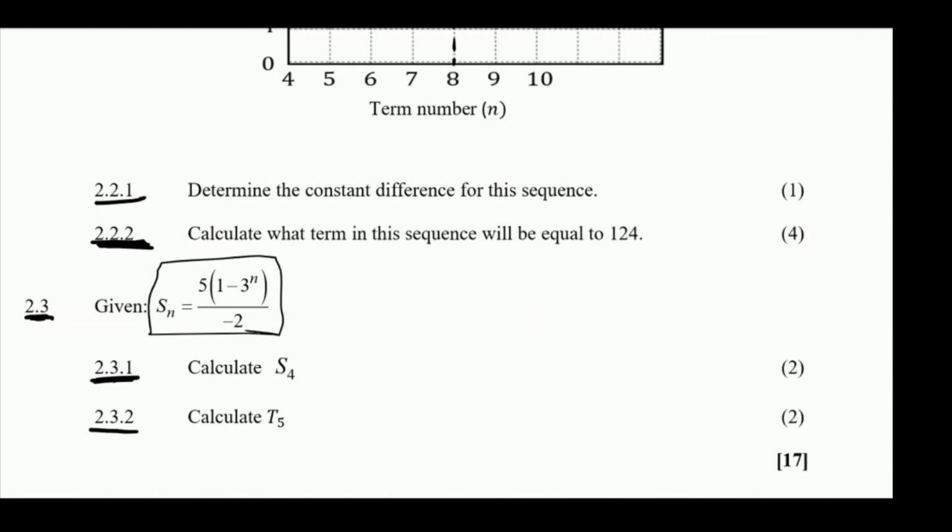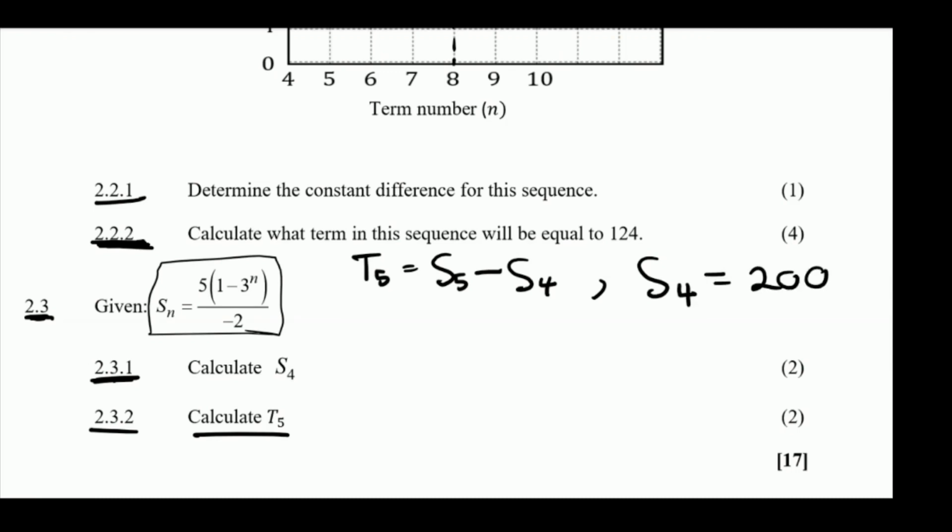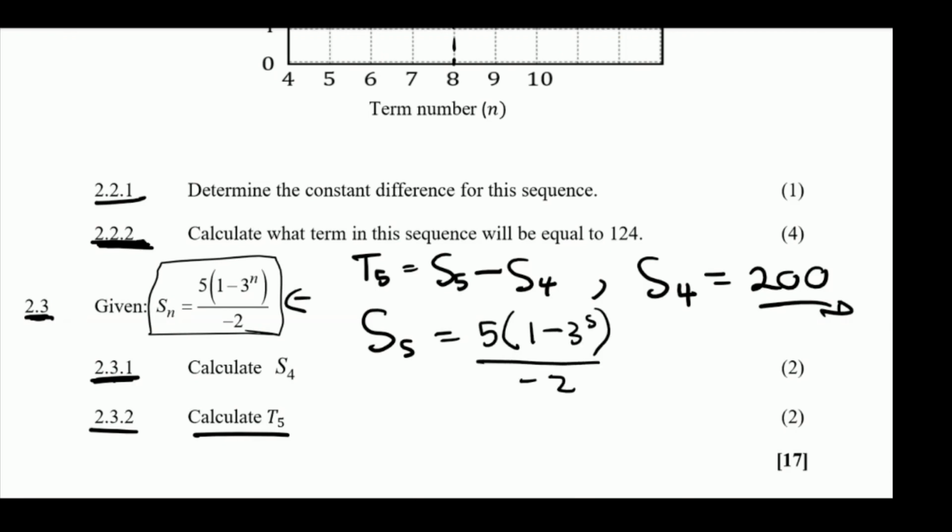In 2.3.2, we are asked to calculate T5. So T5 is equal to the sum of 5 terms minus the sum of 4 terms. Remember that S4 is equal to 200, which is what we calculated in the previous question. So now we just want S5, so we're going to substitute it in this equation here. So it's going to be 5 into 1 minus 3 to the power of 5 divided by minus 2, right? And then your calculator will give you 605. So this would be your answer.